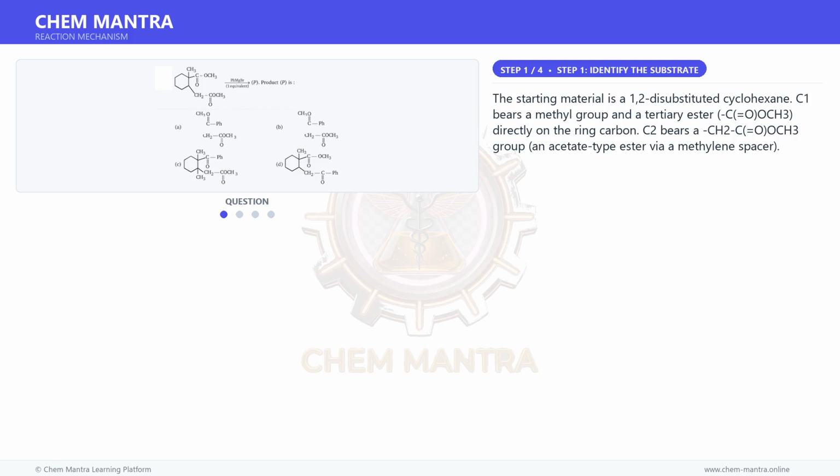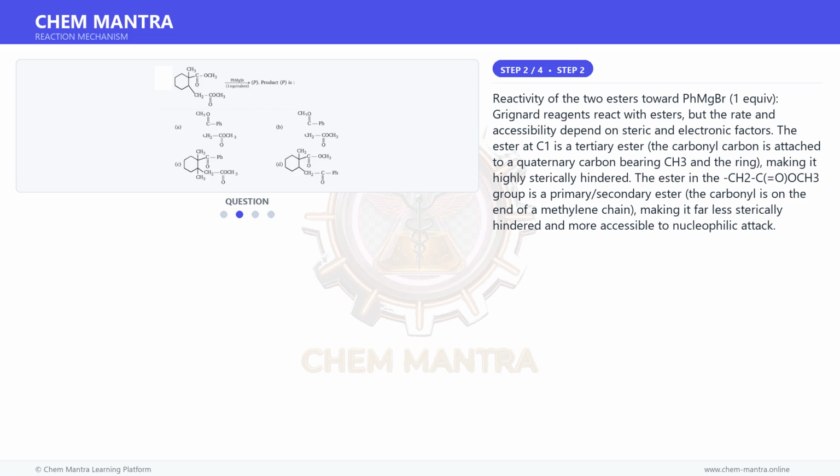The starting material is a 1,2-disubstituted cyclohexane. C1 bears a methyl group and a tertiary ester, C=OCH3 directly on the ring carbon. C2 bears a CH2C=OCH3 group, an acetate-type ester via a methylene spacer.